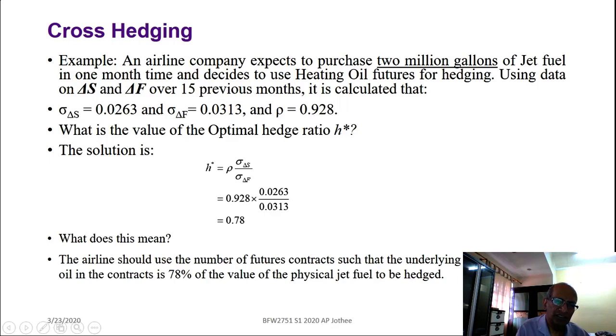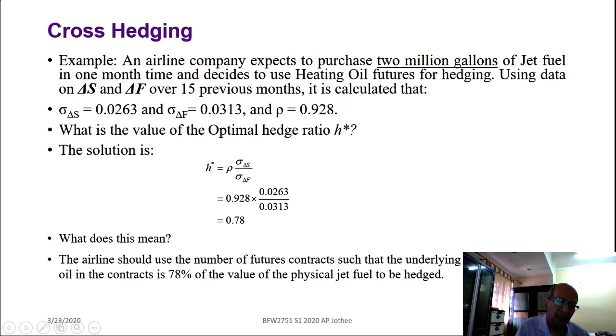So what you got is, this is usually given in the exams, we give you this question, we give you this data. The standard deviation of changes in the spot price is about 2.63%, not 26, 0.0263. So a very small change. The standard deviation of changes in the futures is about 3.13%, and the correlation is 92%. Wonderful. We have very high correlation, 92%. What is the value of this optimal hedge ratio, H?